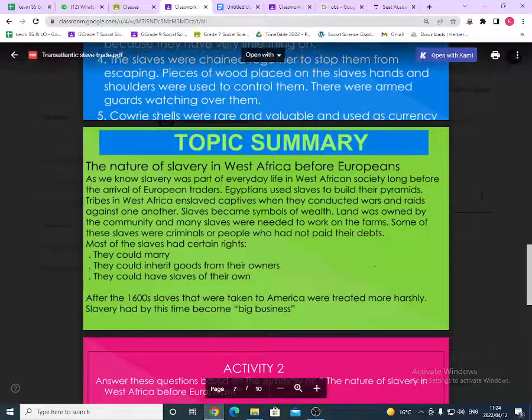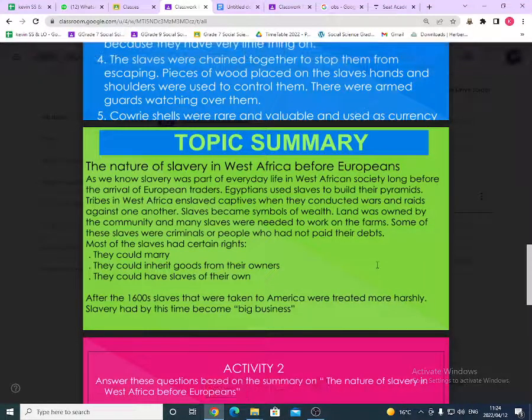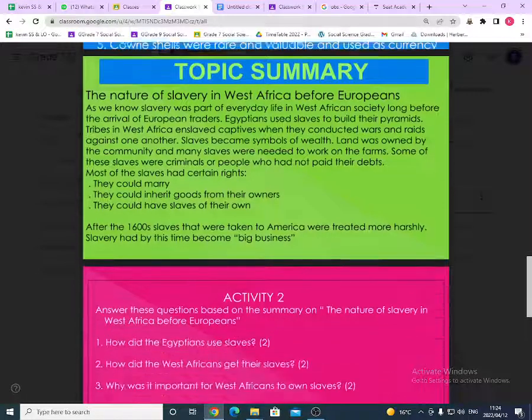But after the 1600s, slaves that were taken to America were treated more harshly. Slavery had by this time become big business.